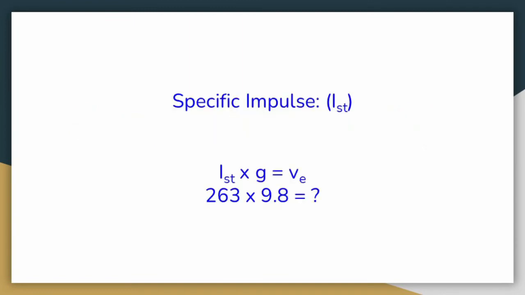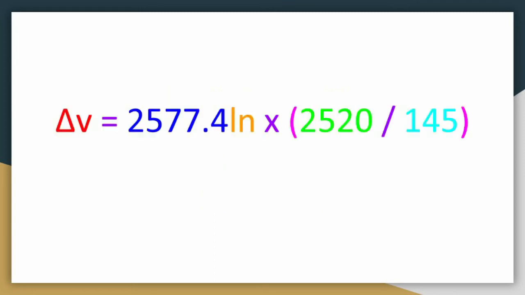That's because its specific impulse is usually much easier to find than V sub E. Luckily, the two have a direct connection. Just multiply the specific impulse by the standard gravitational constant, g sub 0, which is 9.8. The Isp is 263, so multiplying that by 9.8 gives us 2577.4.